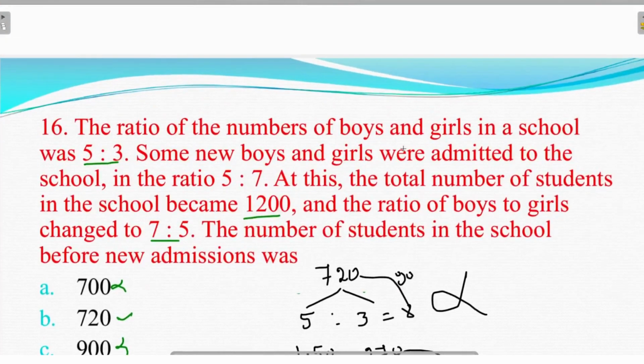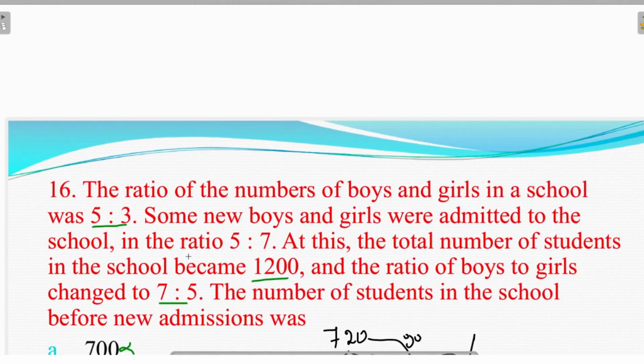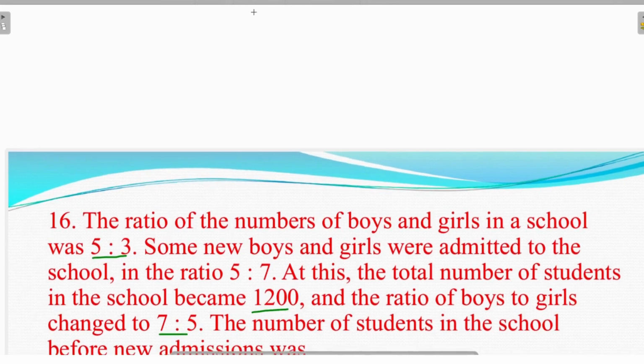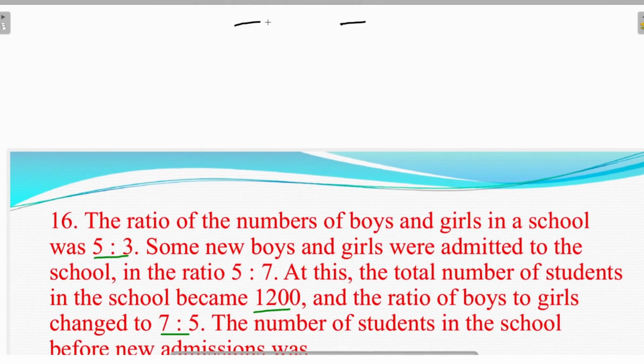But if I do the basic method, you have to go in reverse order like this. Finally 700 males. From that I have to remove 5x because you added them here. Okay, I will write the equation for better understanding. Initially 5 is to 3. Now you added 5x boys and 7x girls, then the ratio will be 7 is to 5 and the total will be 1200. From that I can find 700 and 500.